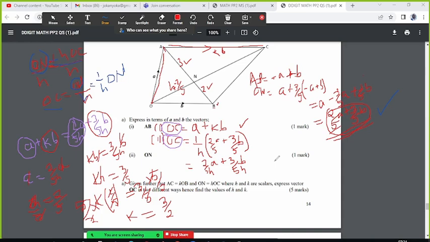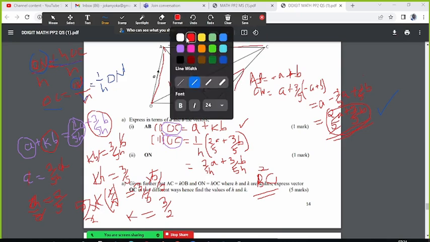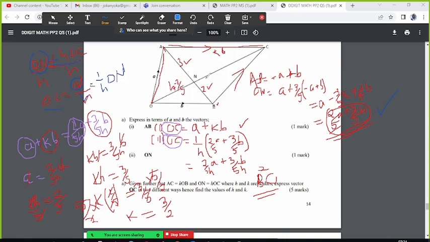Find the BC in terms of A and B. So in 3 dimensions, back to our diagram. BC, it is this vector. How are we going to get the BC?